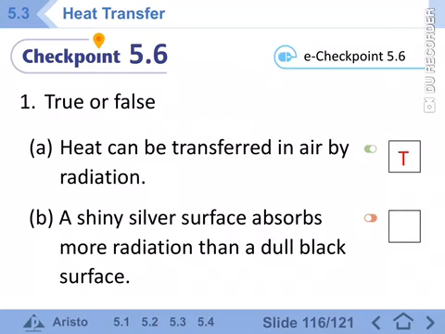In the second part, the silvery, shiny silver surface absorbs more radiation than a dull black surface. Is it true or false? Think about the last experiment we have. Does the dark black surface give out more heat? In here, you see the false, because in here, the more should be changed to less, because it will give out more heat for the silvery surface.